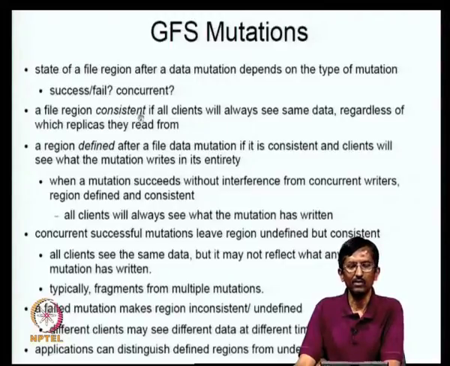A file region is consistent if all clients see the same data, regardless of which replicas they read from. That means they always see the same data. So inconsistent means they see different data. Usually you have failures that can happen. So consistent means all the clients will always see the same data.